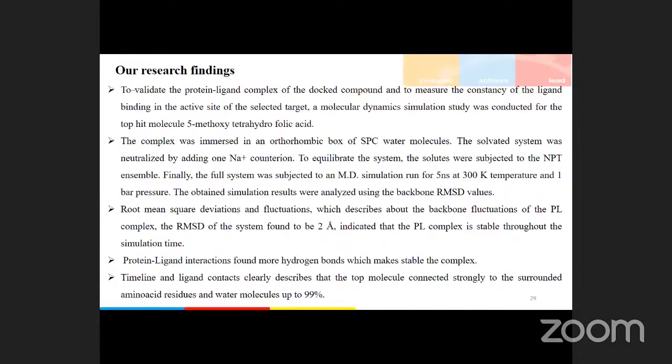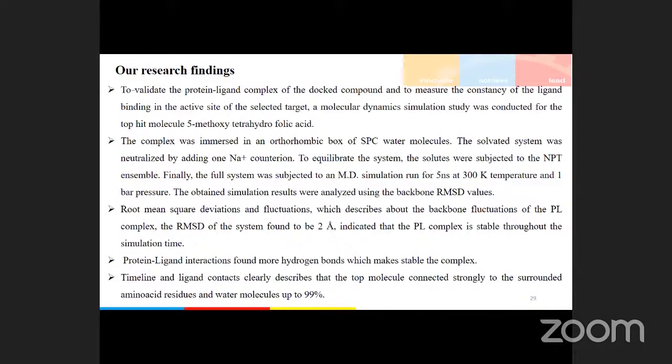Initially we validated our target-ligand complex by means of docking. The same thing we replicated here to validate the protein-ligand complex of the target compound, as well as to measure the consistency of ligand binding in the active site of the selected target. The molecular dynamics simulation was conducted for the top hit molecule, 5-methoxytetrahydrofolic acid. The complex was initially immersed in an orthorhombic box of SPC, single point charge water molecules, and the solvent system was neutralized by adding sodium.